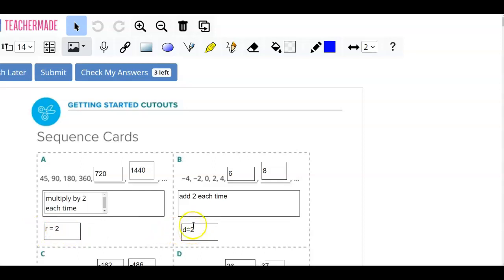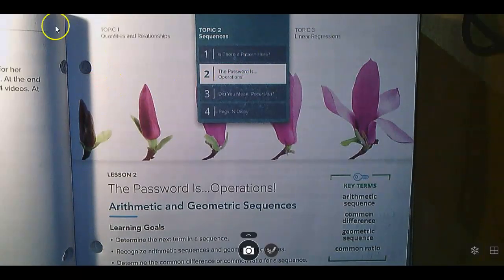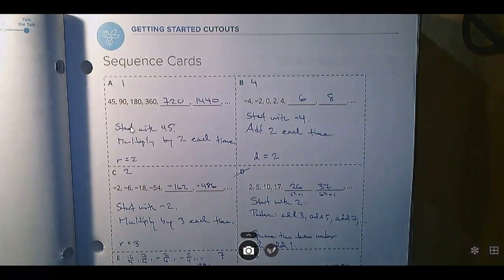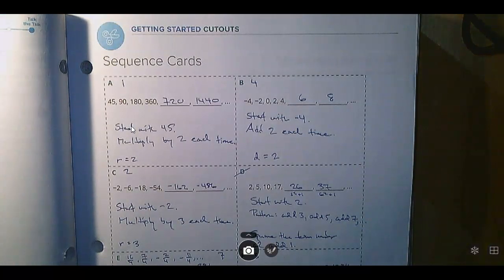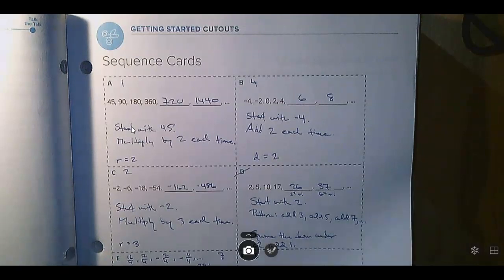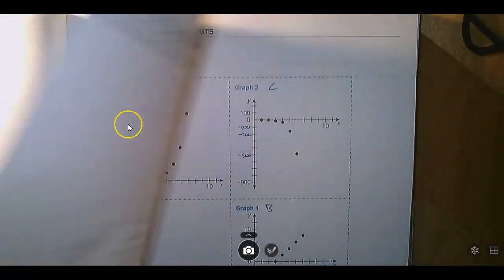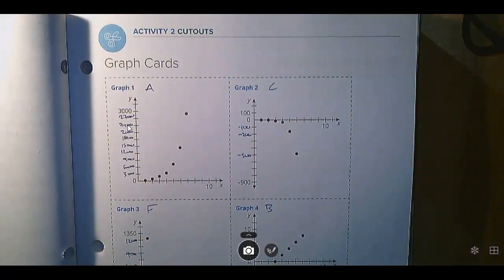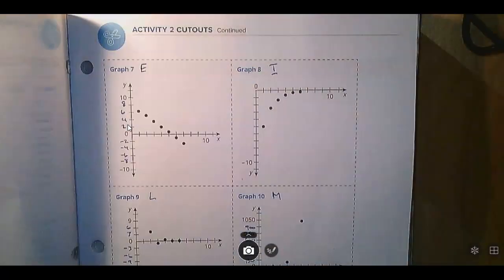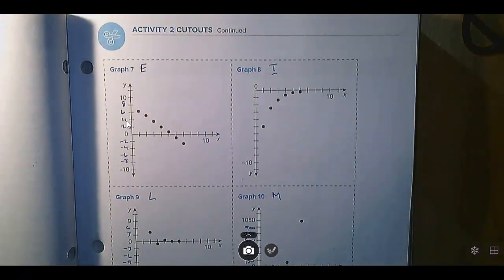So you also have these same cards in your textbook. You have these same cards on a page, and the page that's showing is page 77. If you turn to page 87 and page 89, you have the sequence cards. And then on page 91 and 93, you have the graphs.